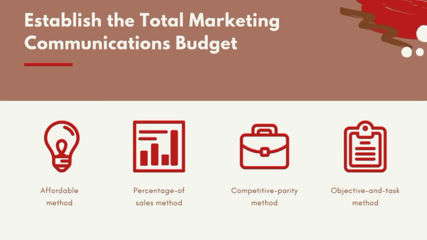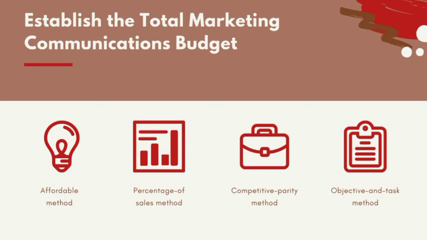We will describe four common methods: the affordable method, the percentage of sales method, the competitive parity method, and the last one is the objective and task method. What about the affordable method? The affordable method is when some companies set the promotion budget at what they think the company can afford.